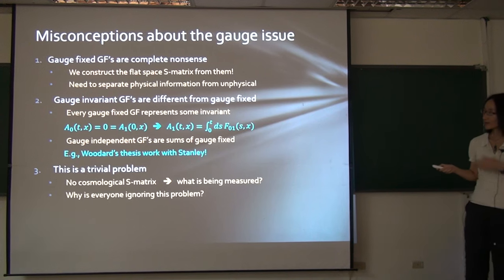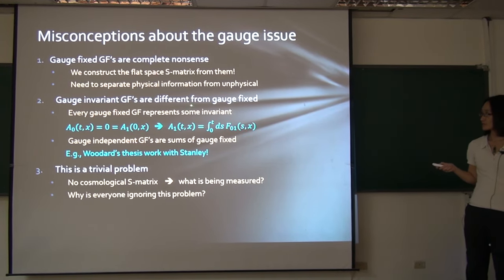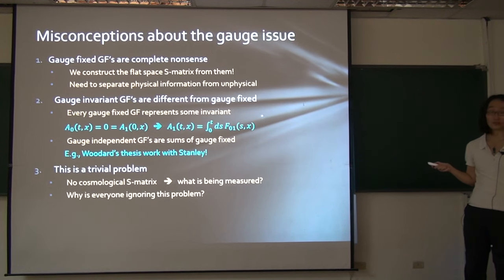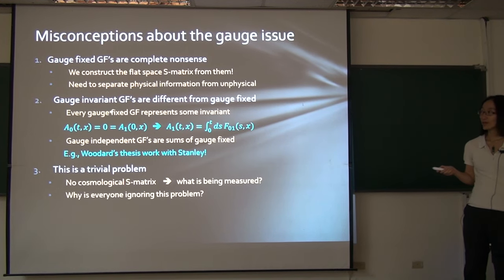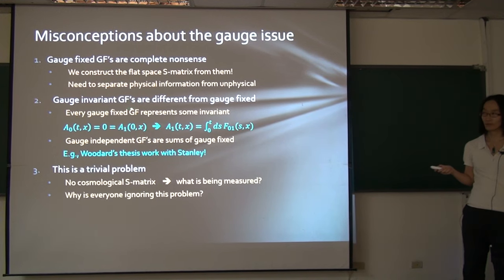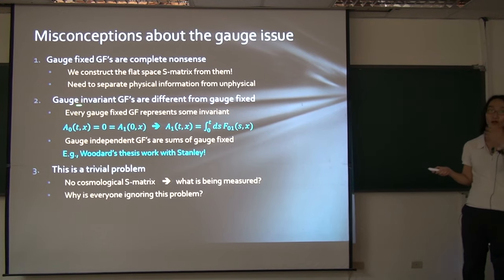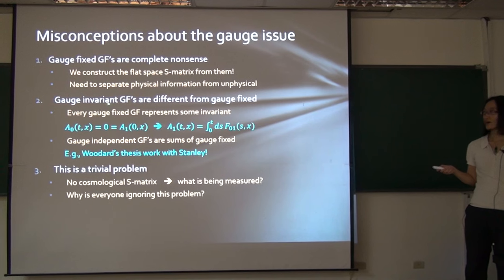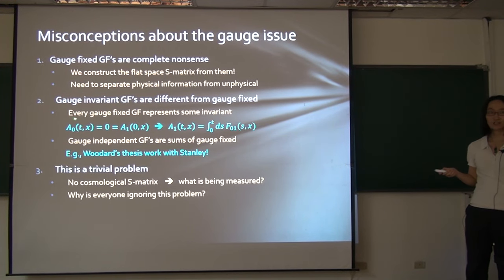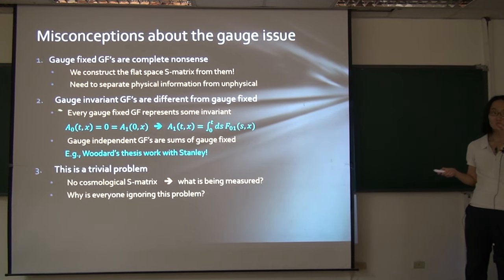The second: gauge-invariant Green's functions are different from gauge-fixed Green's functions. What I mean is, you say gauge-invariant Green's function, and if you compute the wave of this gauge-independent Green's function, you get gauge independent. So we only need to try to find the operator, gauge invariant is enough. But I will say this is not true.